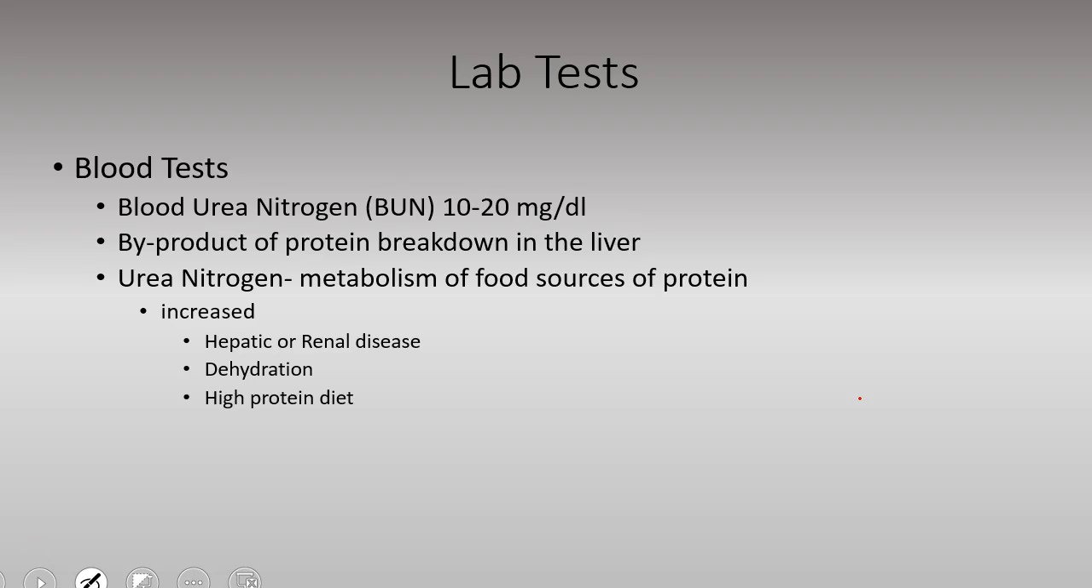So for blood tests, you also have a blood urea nitrogen, which we call BUN, and it's usually 10 to 20 milligrams per deciliter. And this is a byproduct of protein broken down in the liver. So you eat a big, huge steak, your liver breaks it down, and that's what causes the BUN to go up or down.